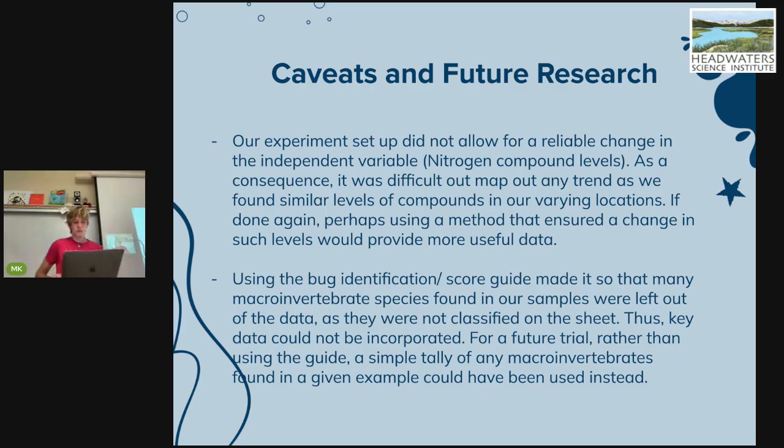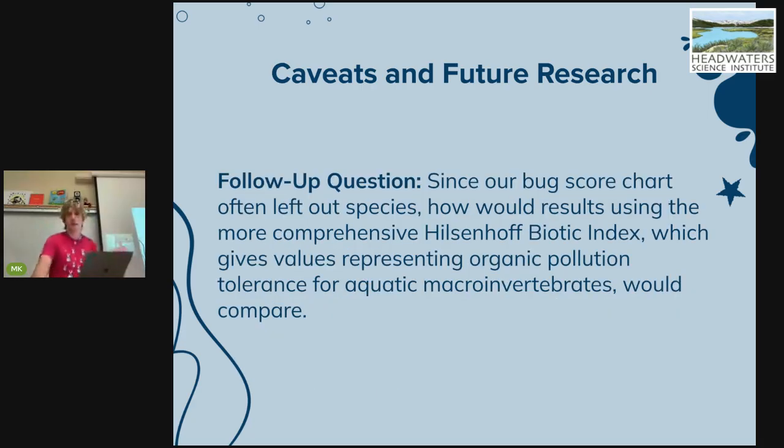So if we were to do future research, maybe instead of that bug score chart, we could use what's called the Hilsenhoff Biotic Index, which is a similar concept, but is much more comprehensive and includes way more species. If we were to use that instead and maybe compare our results and extrapolate some sort of trend from that, that would be interesting to see.